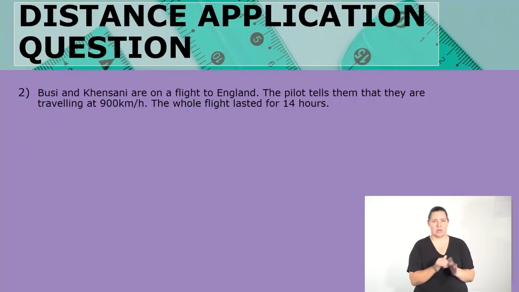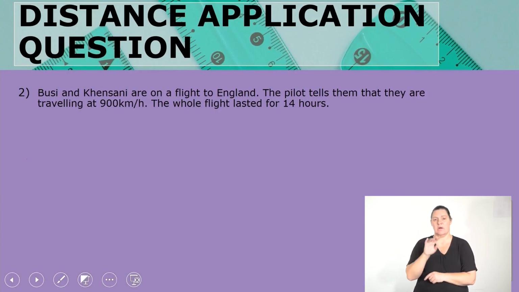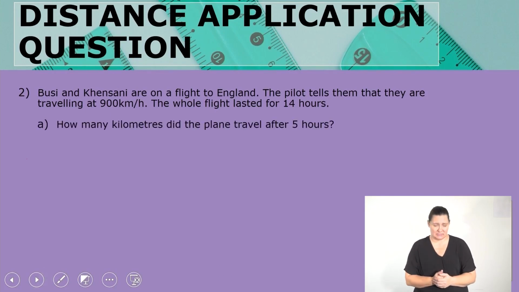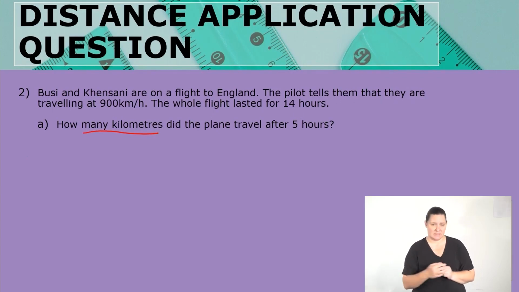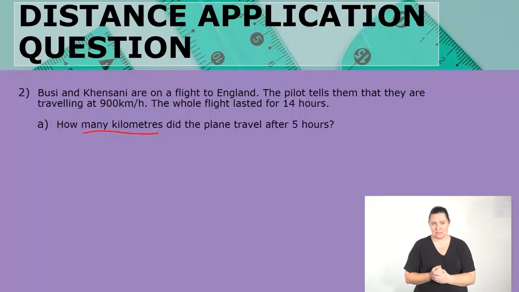So we are still with Busi and Kensani. Now, Busi and Kensani are on a flight to England. The pilot tells them that they are traveling at 900 kilometers per hour. The whole flight lasted 14 hours. How many kilometers did the plane travel after 5 hours? So how many kilometers, we are looking at the distance. So the whole trip was 14 hours, but now we just want to know how much distance they covered in the 5 hours.